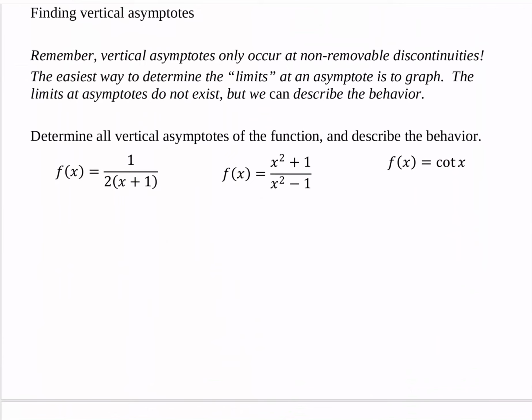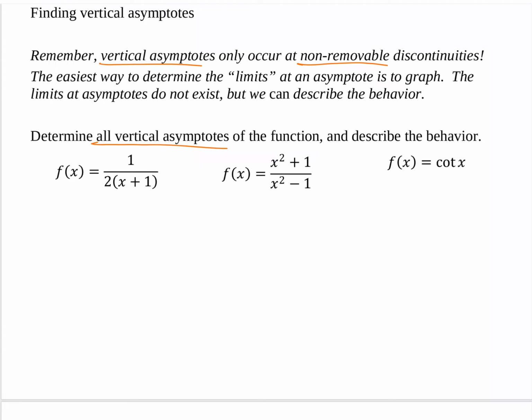So now finding vertical asymptotes. Remember, vertical asymptotes only occur at non-removable discontinuities. The easiest way to determine the limits at an asymptote is to graph. The limits at an asymptote do not exist, but we can describe the behavior by pretending that they exist. So determine all vertical asymptotes of the function and describe the behavior. If there's more than one vertical asymptote, you have to identify all of them and describe the behavior at all of them.